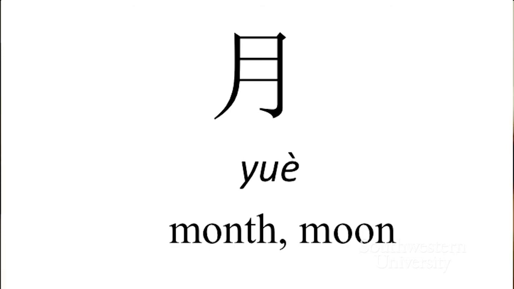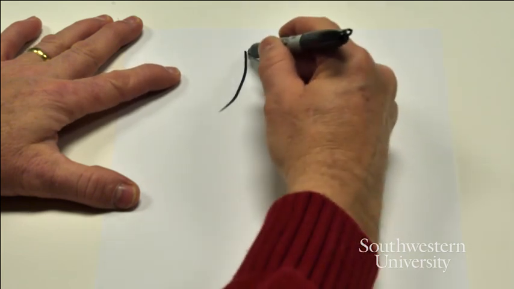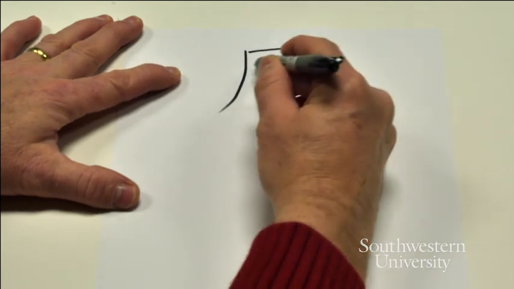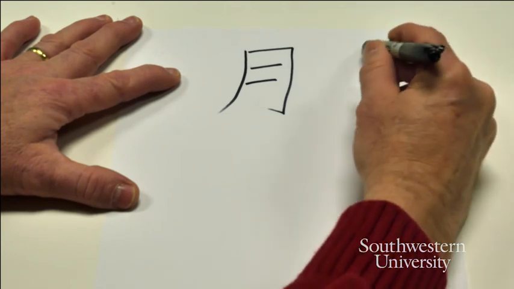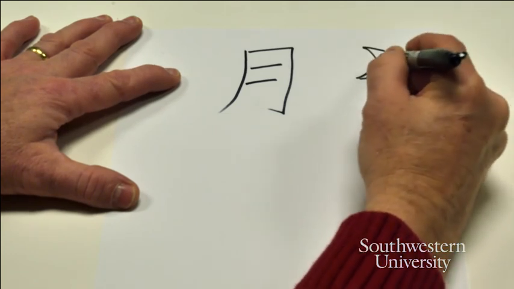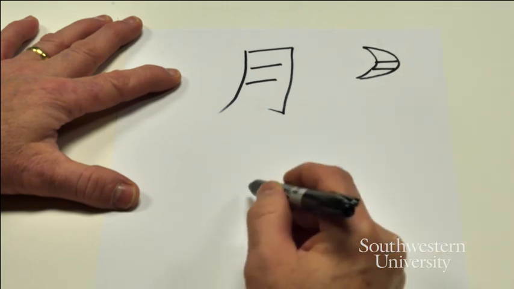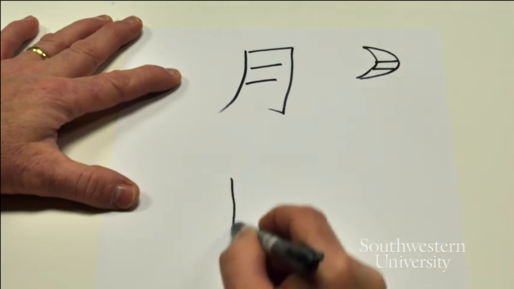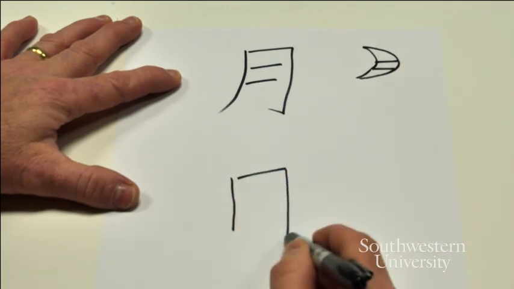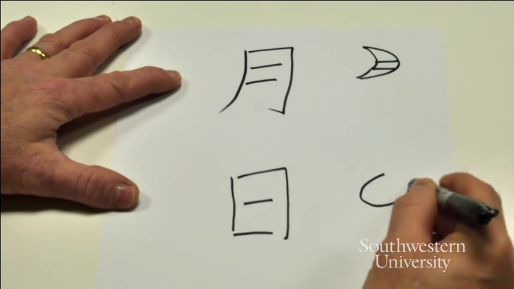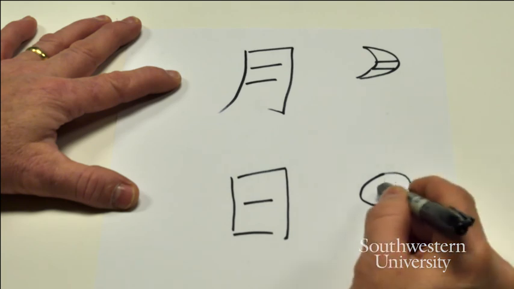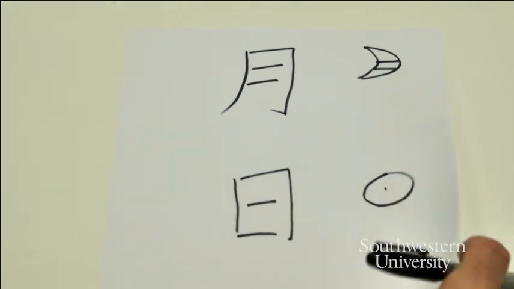The next character, yue, moon. Pie, hung, ja, go, hung. Anciently, a depiction of the moon. And ri, day, a depiction of the sun. Anciently, a sun with a sunspot. End of lesson 10.